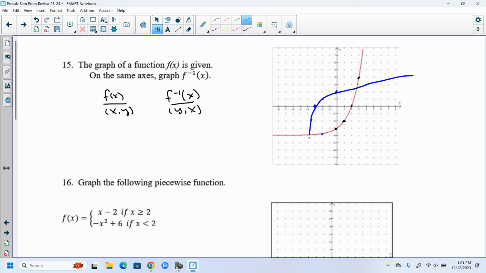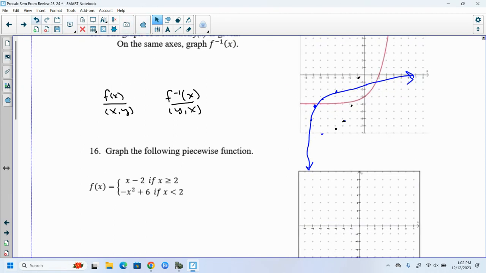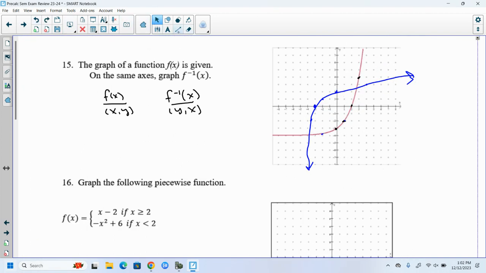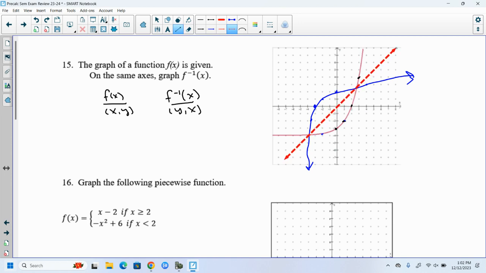So that is going to just keep going down. And then don't forget to put arrows on it. It is a reflection across the line y equals x. Let me see here. Which, this is not perfectly square, so I want to make sure. Oh, there we go. We're okay. That line right there, that will be the line, that reflection. Okay, so that's how you do that problem.